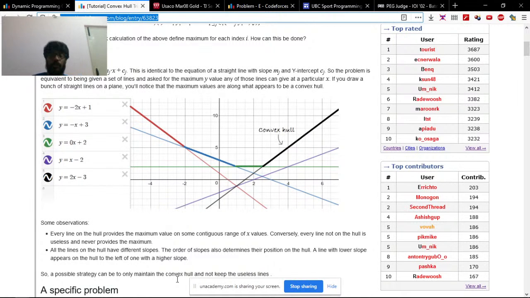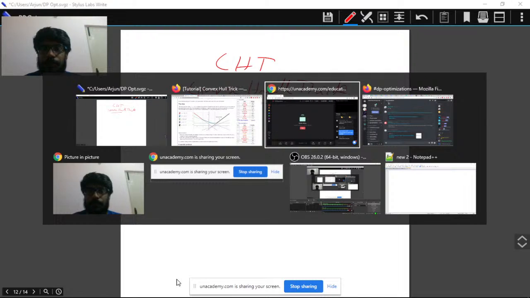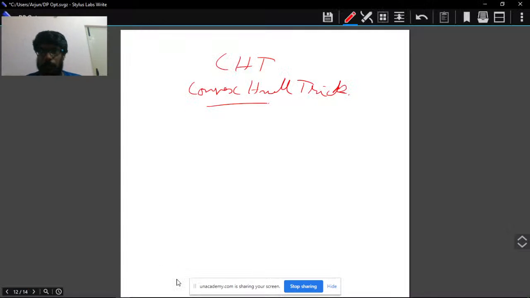So the first is CHT, Convex Hull Trick. CHT is actually a data structure, even though it's called a trick. The main question is basically, given some number of linear functions and given some queries, at every query you want to find which of those functions evaluates to the maximum or minimum.